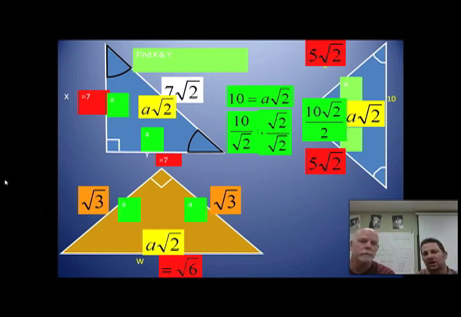Like I said, we're going to practice this in class, so if you're looking at this going, oh my God, I don't remember how to do radicals, don't worry, we will practice. We'll get it. Okay?